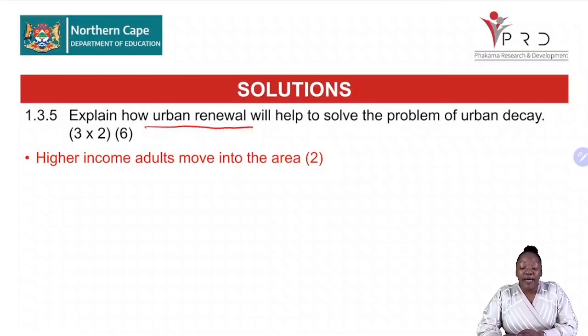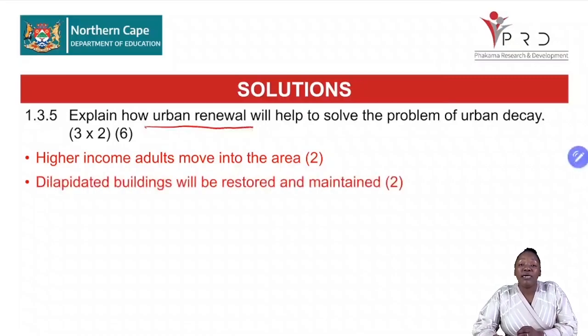So the high income adults which move into the area, that's the first point. And then we're looking at the second point. Also, the dilapidated buildings that need to be renewed and maintained. Once the urban renewal has occurred, they must make sure that those buildings are maintained and restored so that they can stay as new as possible.